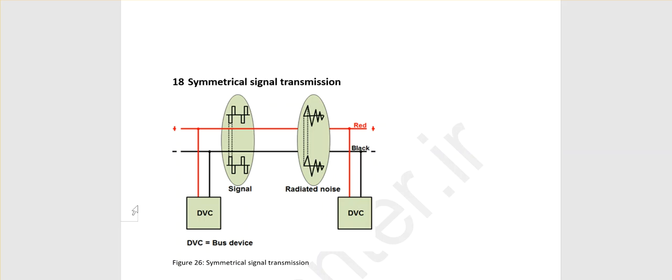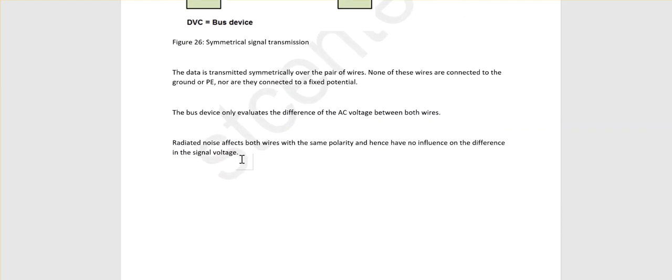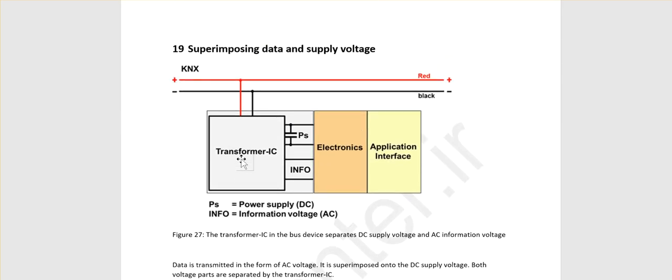The next fact is that in KNX we always use the difference between the plus and minus. So if noise is applied to the plus wire and also to the minus wire, because we use the difference, this noise is compensated. Okay, so we are always noise free in KNX. So this is something good.